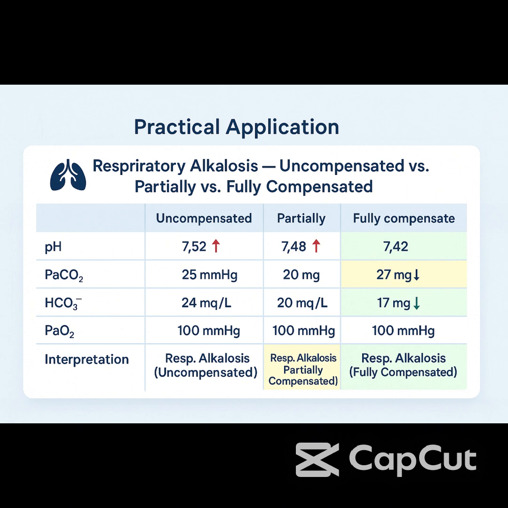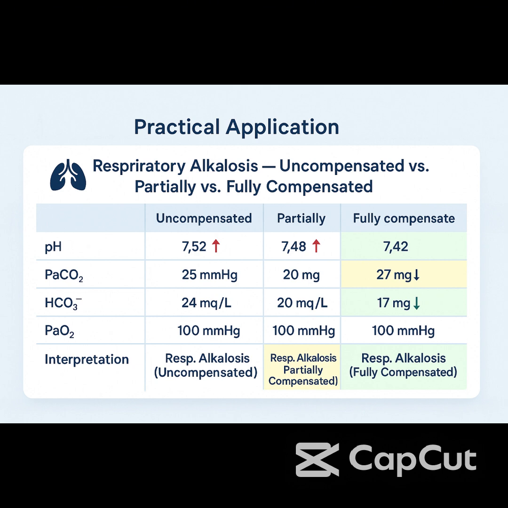In the partially compensated case, the pH is still elevated at 7.48 and the PaCO2 is even lower at 20. Now we also see the kidneys are starting to respond. The bicarbonate has dropped to 20, the compensation has begun, but the pH is still abnormal.